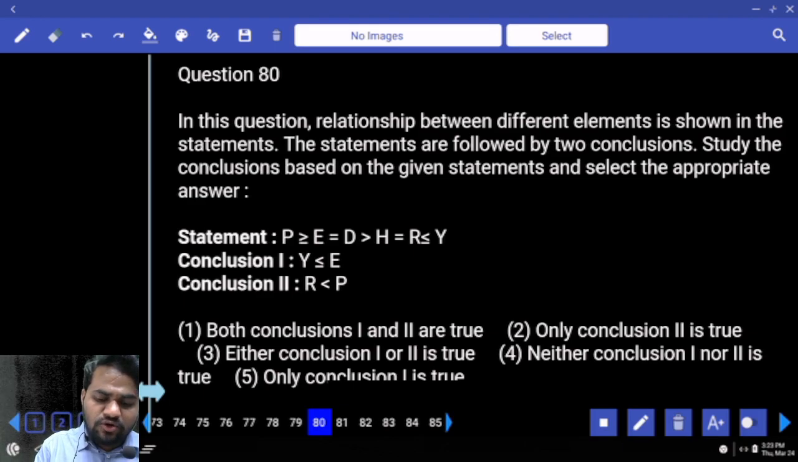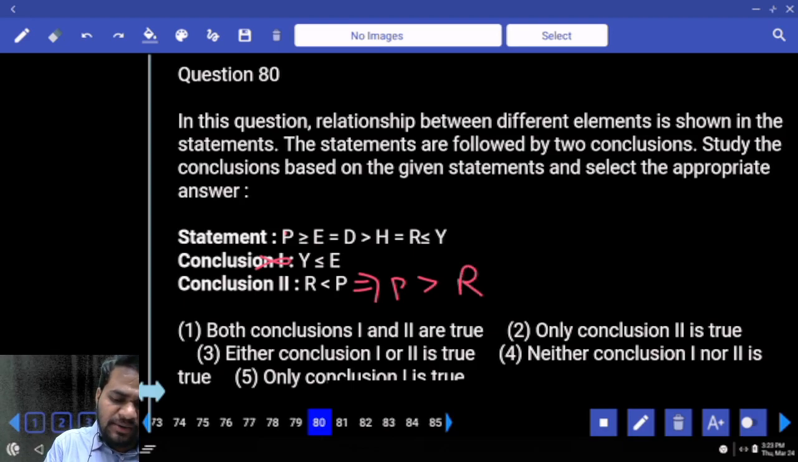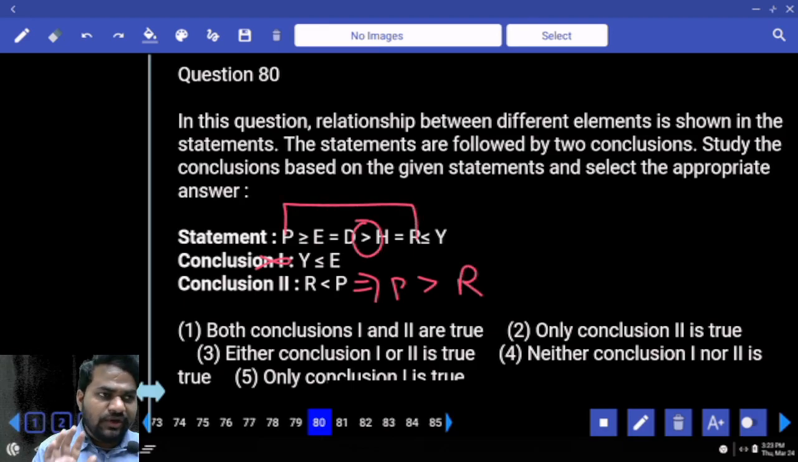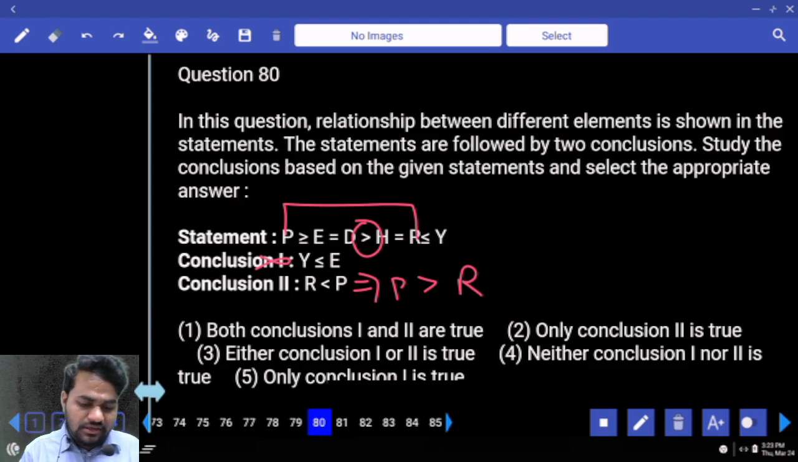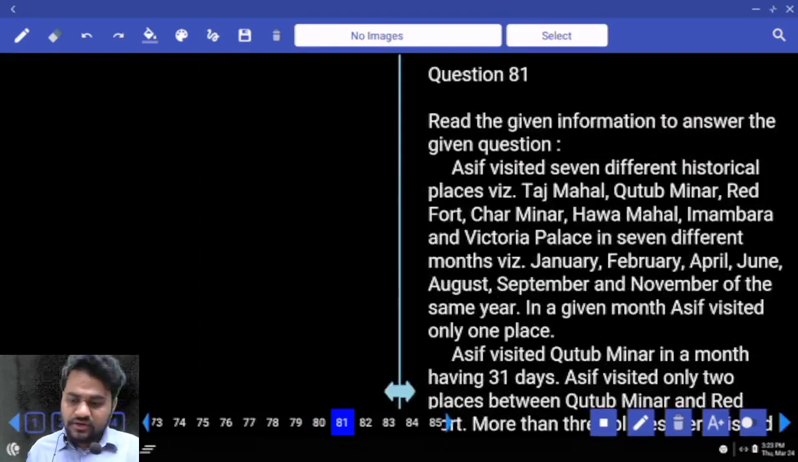Next, Y less than or equal to E, but in between Y and E we have opposite symbols, so it will be wrong. Next, R less than P, which means P greater than R. From P to R, at one place we have a greater than symbol, so it will be P greater than R. Conclusion true.